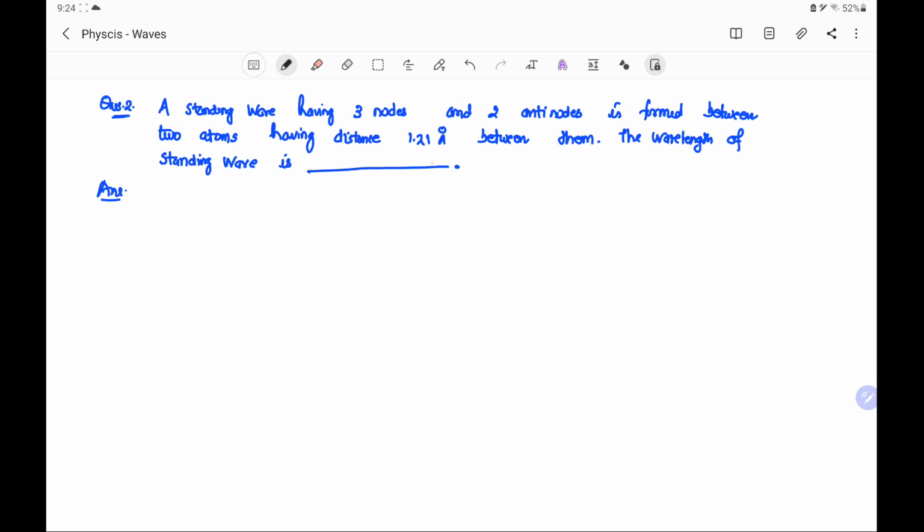Next question: a standing wave having 3 nodes and 2 antinodes is formed between two atoms having a distance of 1.21 angstrom between them. The wavelength of the standing wave is? As per the question, there are two atoms A and B, and in between there are 3 nodes and 2 antinodes. We have already discussed that nodes and antinodes occur alternately, and distances between the node and antinode are the same throughout. So nodes are at the atoms and at the midpoint of these two, and between two nodes there exists an antinode.